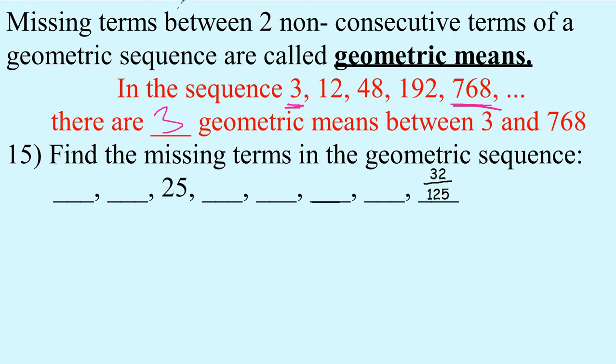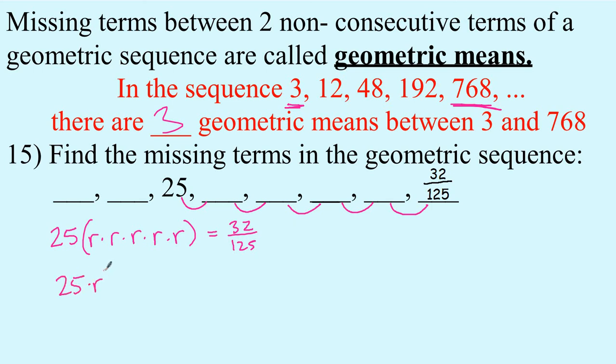Okay, so how do we figure this out? I do it very similarly to how I do the arithmetic means, but now you're just doing ratios. So we take the number 25 and we're going to multiply it by 1 r, 2 r's, 3, 4, 5 r's. And that's going to get us that last term there, 32 over 125. So what we have is 25 times r to the 5th power equals 32 over 125.